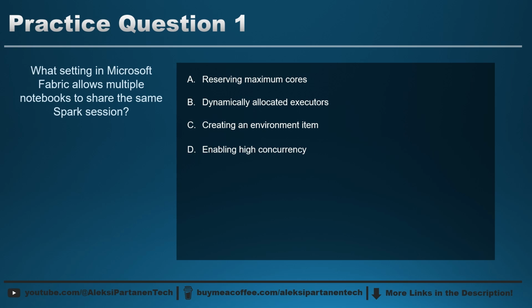I will reveal the answer in 3, 2, 1. The correct answer is D, enabling high concurrency, since this is the setting that allows multiple notebooks to share the same Spark session if the conditions are met that we covered in the video. These other settings won't allow you to do that. Option C is something that could help you with that, but still it doesn't allow that unless high concurrency is enabled. Let's have another question.